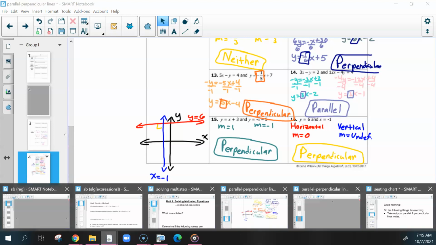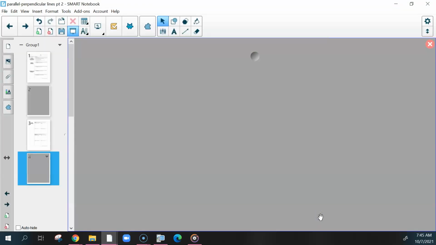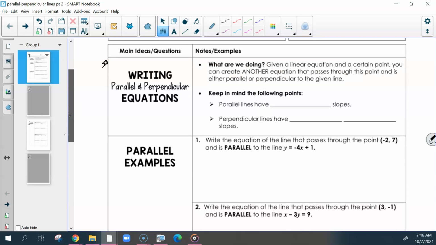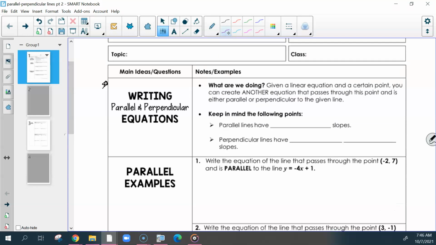On to the next page. So there's like two parts to this. One is, are you able to see if two lines are parallel or perpendicular in either? The other part is kind of what we were doing in the last unit, writing the equations, but with a twist, because now we're going to be writing equations that are parallel or perpendicular to another equation. So filling this out really fast, this is just to remind you that parallel lines have the same slope, and perpendicular lines have negative reciprocal slopes.